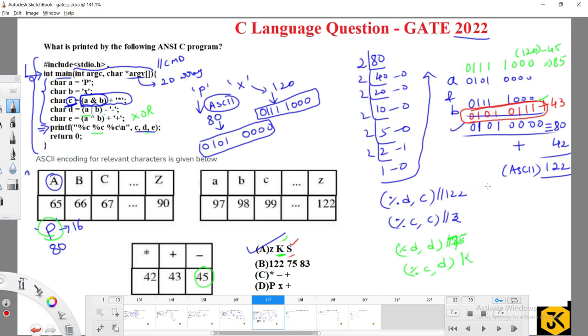So you have to make a hard and fast rule: if you perform bitwise operations on ASCII values, the bitwise operation is performed on bits, whereas a normal arithmetic operation is performed directly on values. I hope you understood clearly. Thank you.